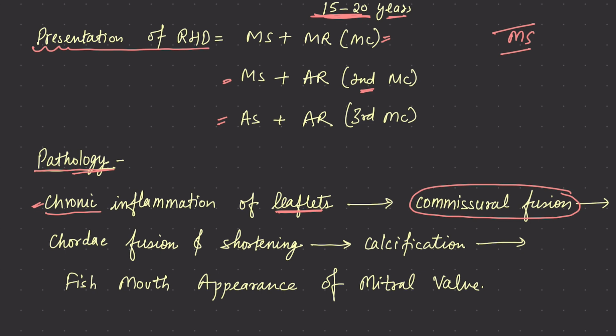At the same time, there is inflammation of the chordae tendineae also. They will also fuse and shorten, and the further calcification of the stenosed valves will give the typical fish mouth appearance of the mitral valve. This is the pathology. The leaflets fail to open completely, they become sticky and very stenosed. It is because of chronic inflammation per se.